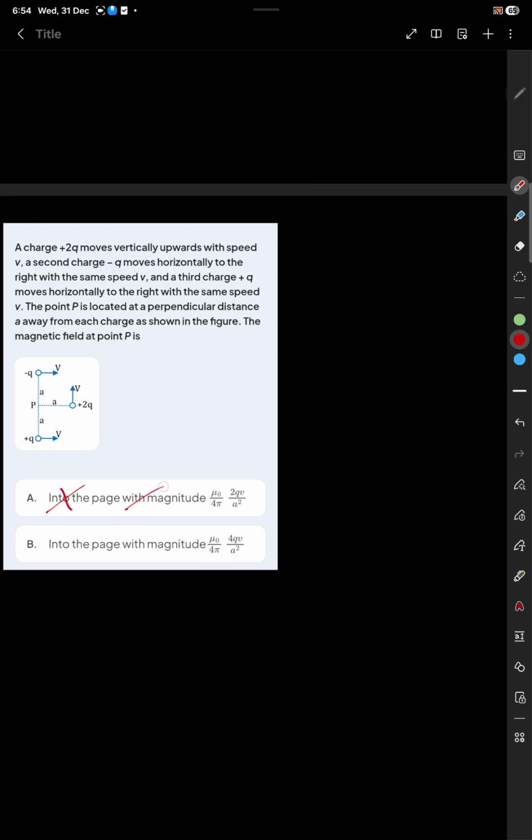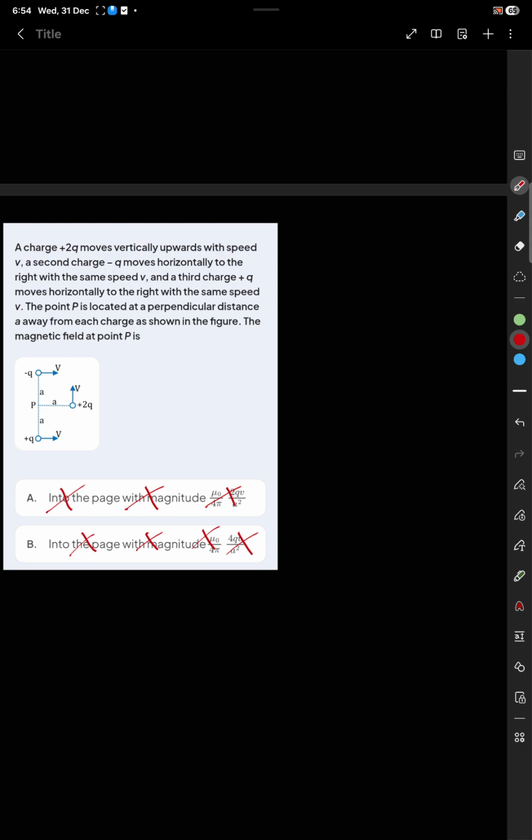just discard the options, don't see the options. So the question is given: a charge plus 2q moves vertically upward with speed v. A second charge minus q moves horizontally to the right with the same speed v. A third charge plus q moves as shown in figure. This charge is moving this way, this is moving this way, and this one is moving this way. So the point P is located at a perpendicular distance A away from each charge as shown in figure. You need to find out the magnetic field at point P.